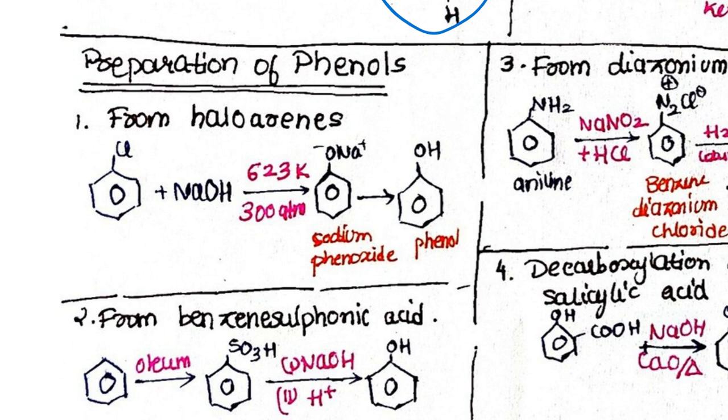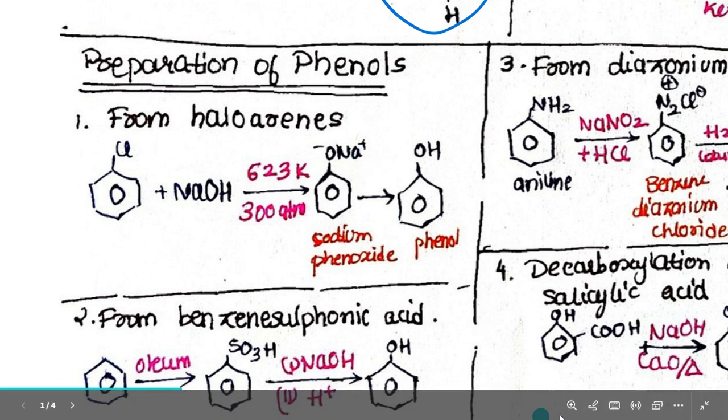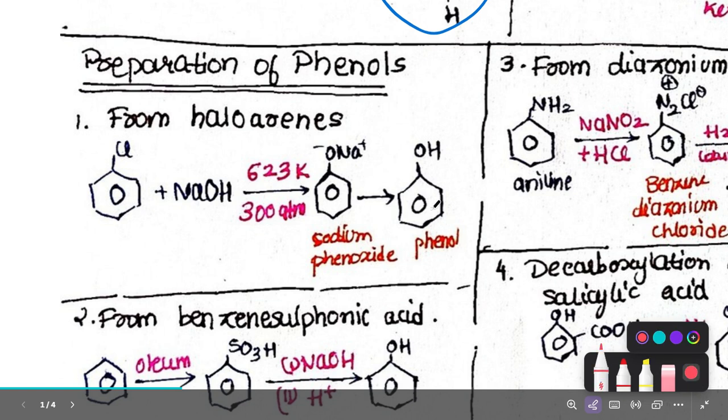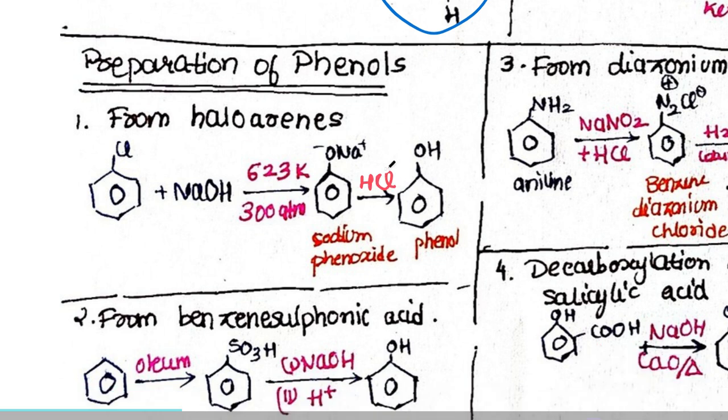Now this sodium phenoxide will give us phenol. How? When we react it with HCl, the Na and Cl will go off, and we will be left with only the phenol group.